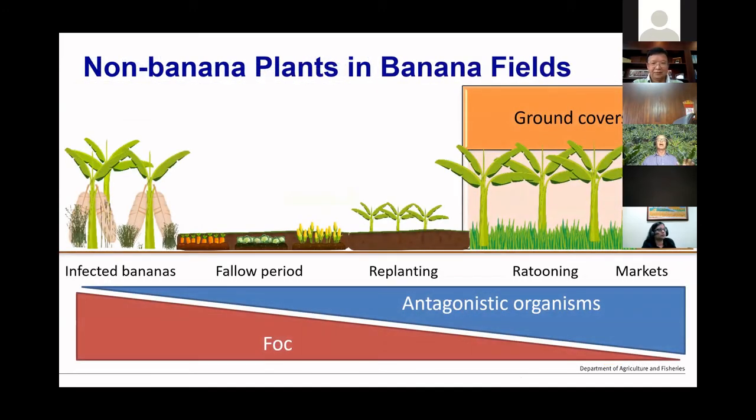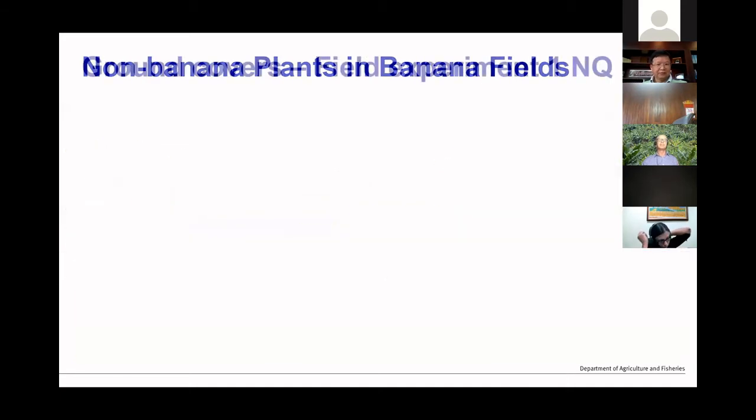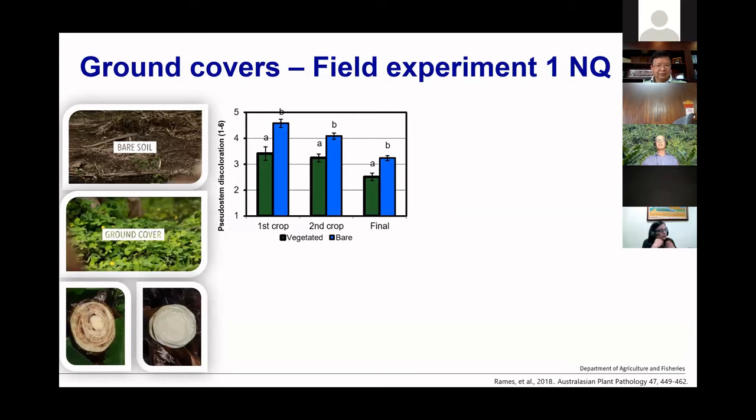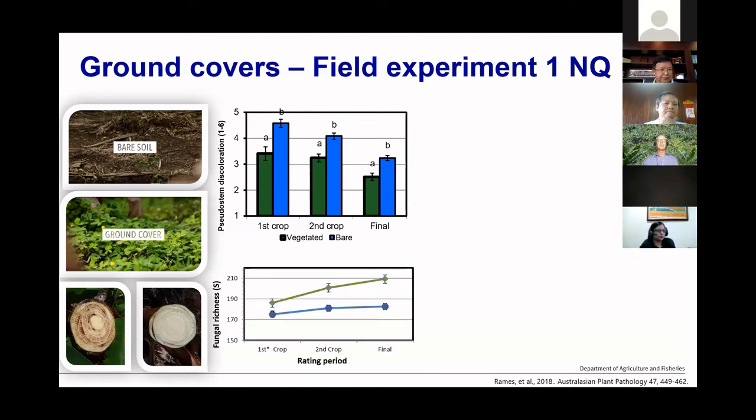So I'd now like to move on to ground covers and the role they may play in the management of banana Fusarium wilt. From some earlier work which I published with Emily Rames, we found that when vegetative ground cover was maintained around the banana plants, there was a reduction in the amount of necrotic tissue within the banana pseudostem. Although all plants were still infected, necrosis was significantly reduced over 3 crop cycles.